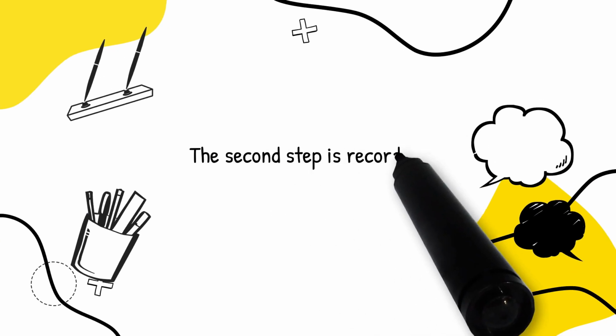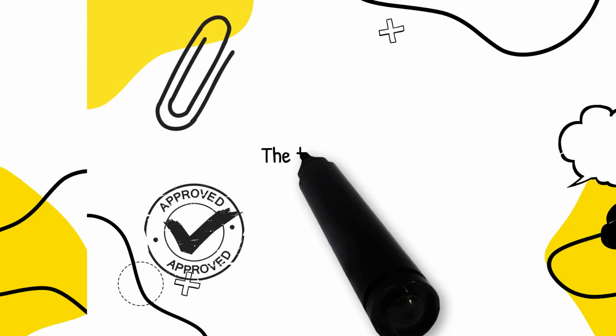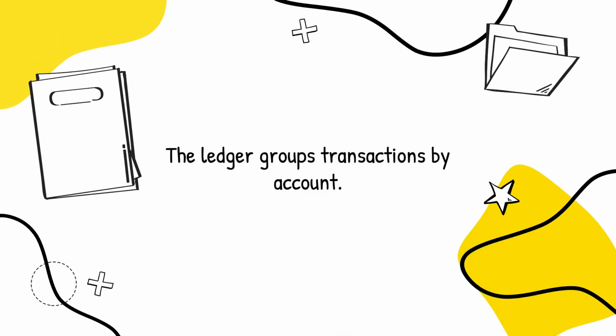The second step is recording transactions in a journal. This is called journal entry. The third step is posting journal entries to the ledger. The ledger groups transactions by account.